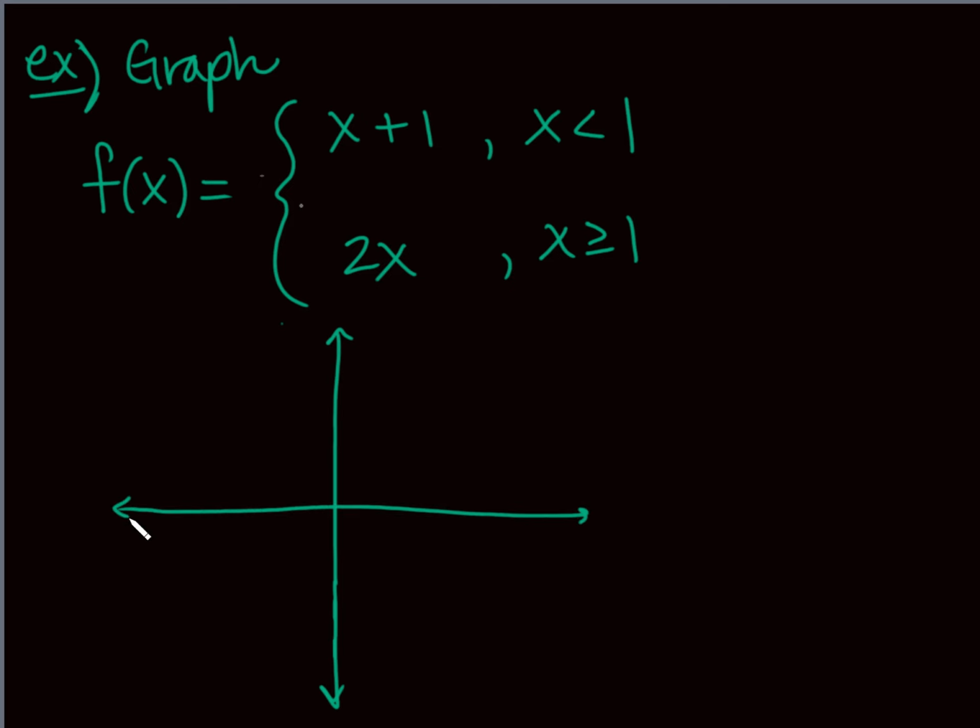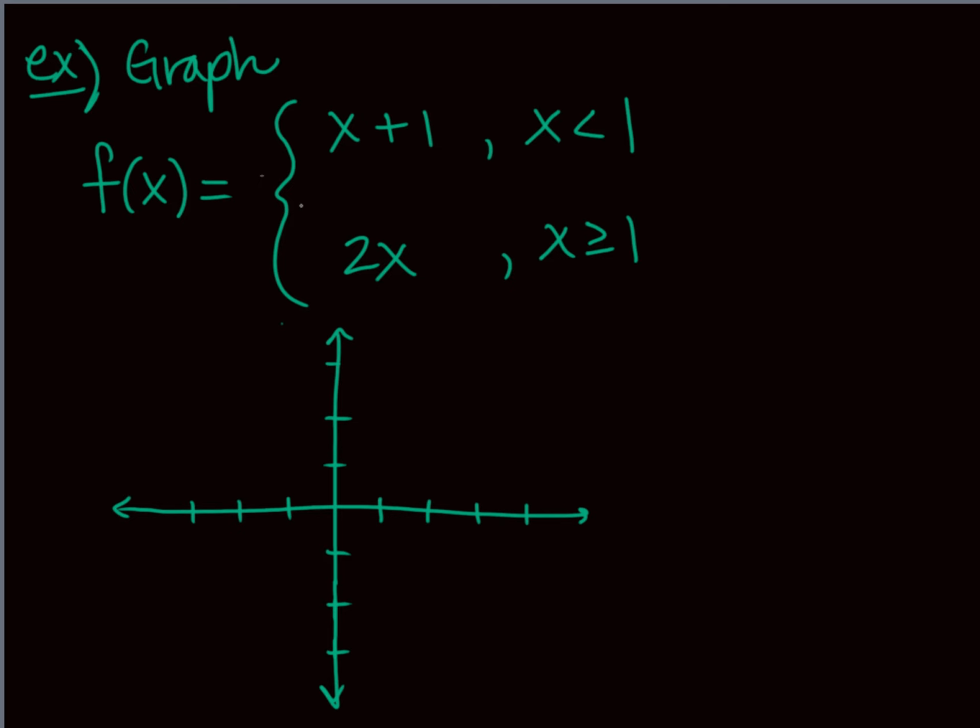Remember, when you're graphing these, you better have a function. A function passes the vertical line test. If you graph something that does not pass the vertical line test, you have done it wrong, okay? This is a function, so for every input, there's one and only one output.